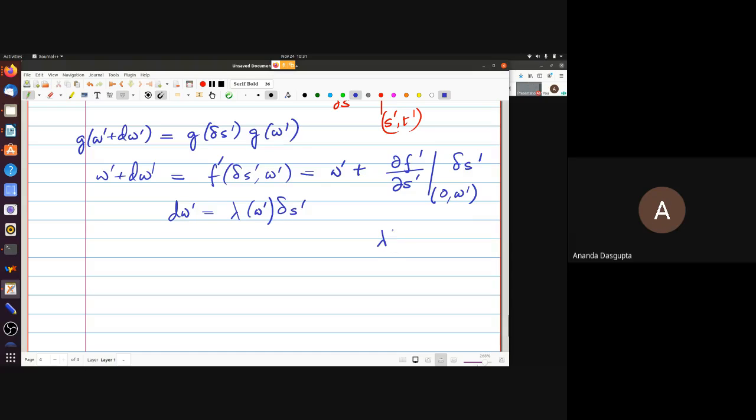Well, lambda by definition is simply lambda at some argument. Let's not use W prime, let's use some other variable name. Lambda of u prime is by definition: take the function f prime, differentiate with respect to the first argument, then put in 0 comma u prime. The first argument S prime is put to 0. Whatever the second argument is, of course, lambda will depend on that. So that's our definition for lambda. Here you get dW prime is lambda of W prime times delta S prime.